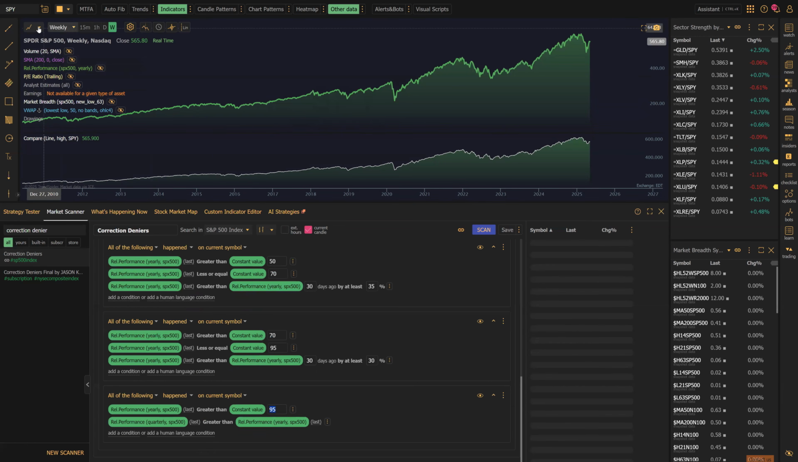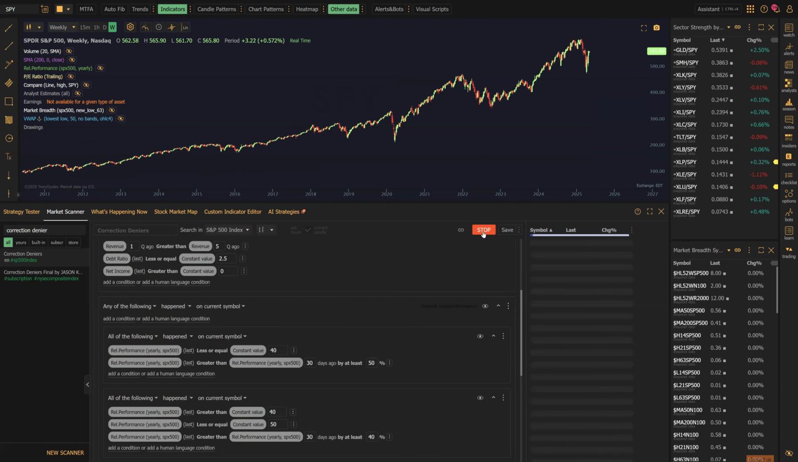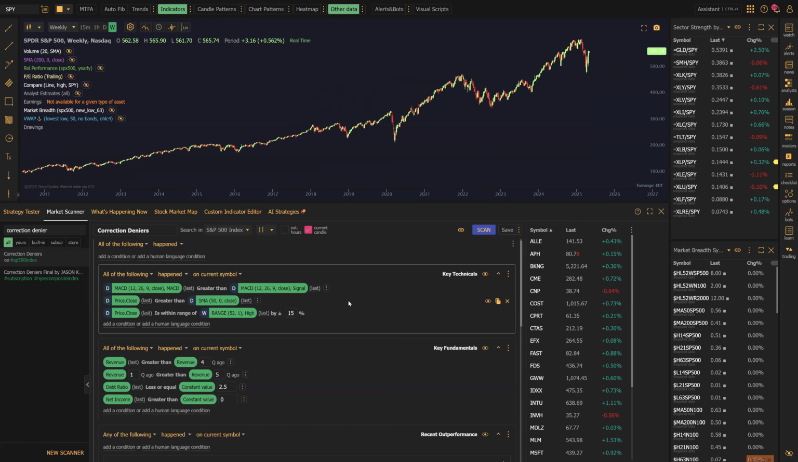So let me change back to the candles here on the chart. And if we click scan here real quick, this is going to scan the S&P 500 based on a few different criteria. Let me just go through a few of them so you guys know what we're scanning for here. The first stuff is just some key technical data. The MACD line is above the signal line. The price closes over the 50 SMA, and then the price is within 15% of the 52-week high. So basic key technicals there.